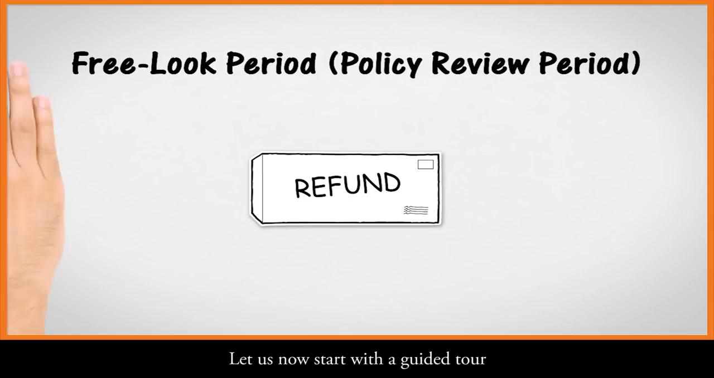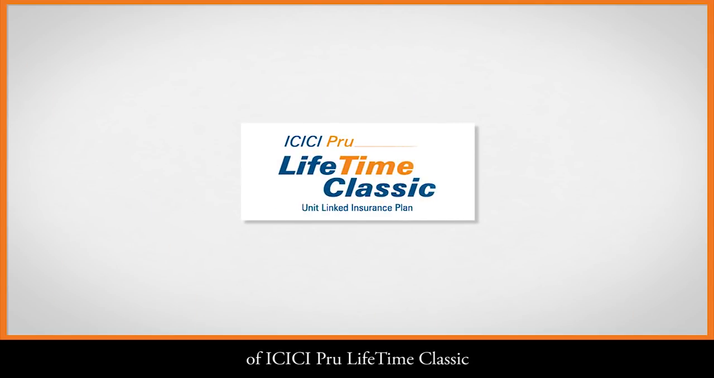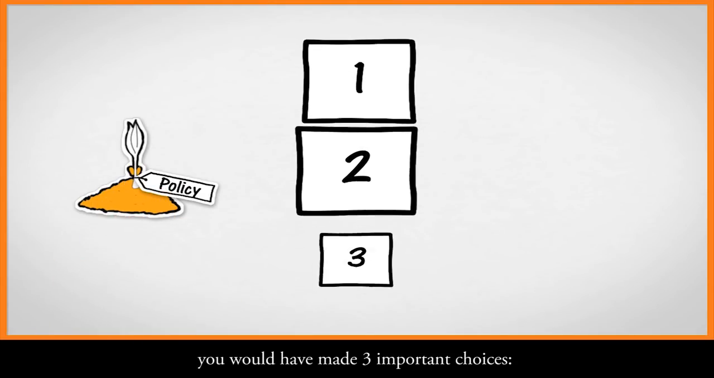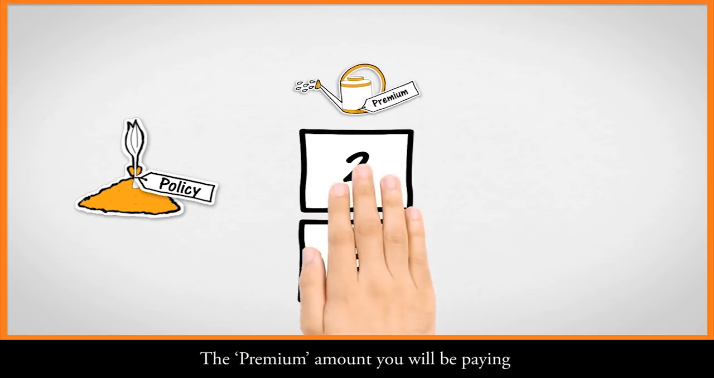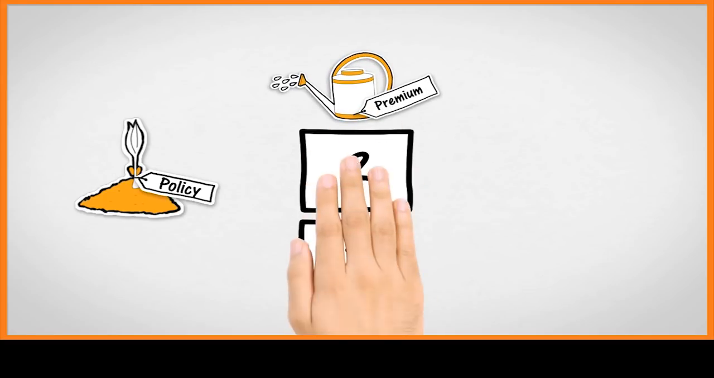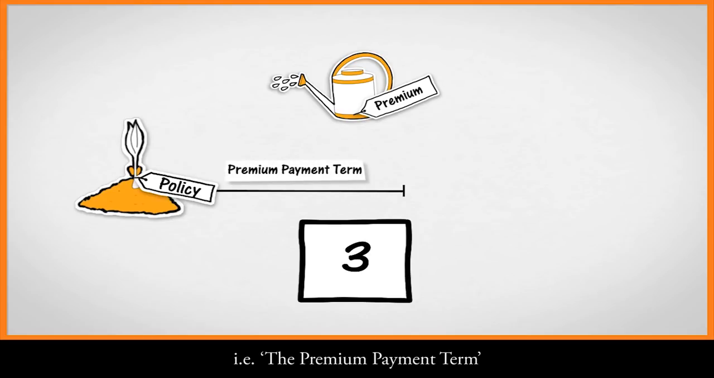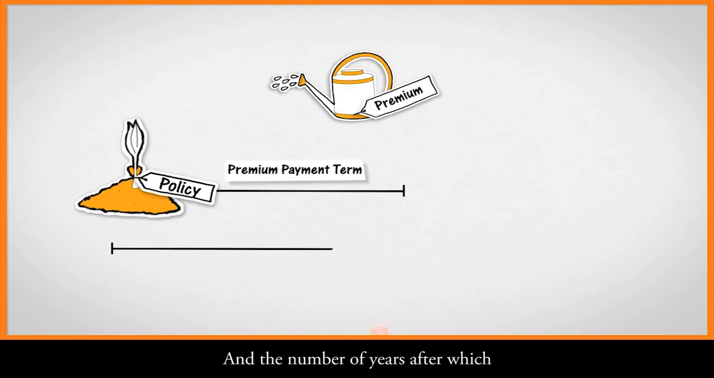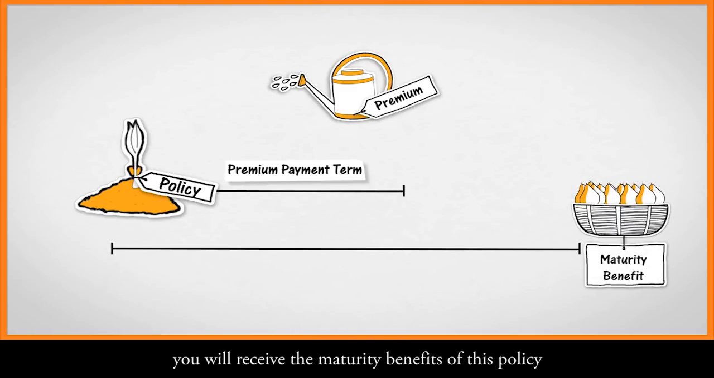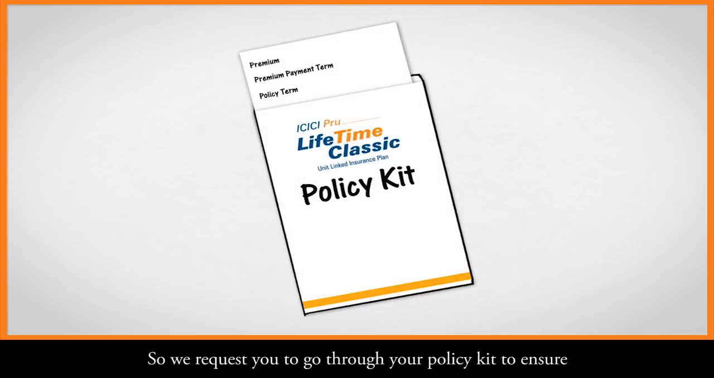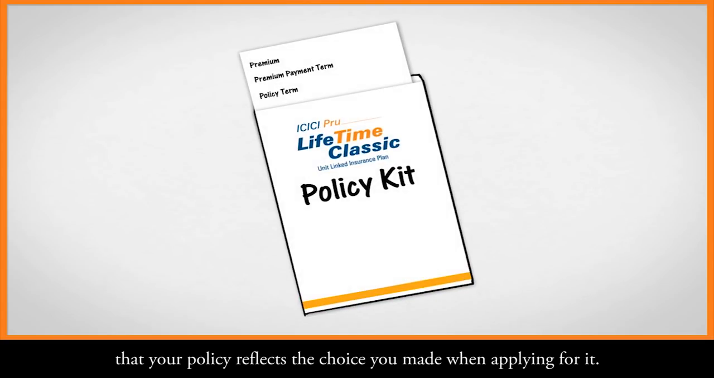Let us now start with a guided tour of ICICI Pru LifeTime Classic. When applying for this policy, you would have made 3 important choices: the premium amount you will be paying, the number of years for which you will be paying premiums, that is, the premium payment term, and the number of years after which you will receive the maturity benefits of this policy, that is, the policy term. These 3 factors determine your policy benefits. So we request you to go through your policy kit to ensure that your policy reflects the choice you made when applying for it.